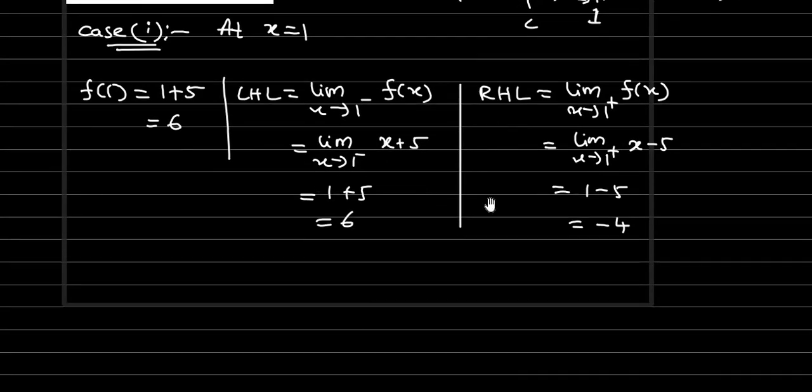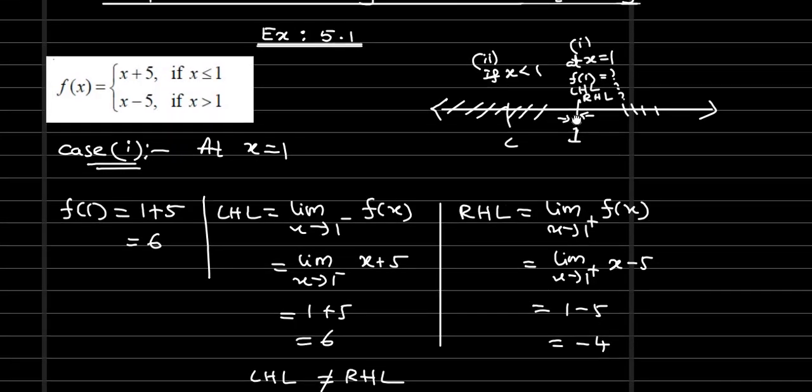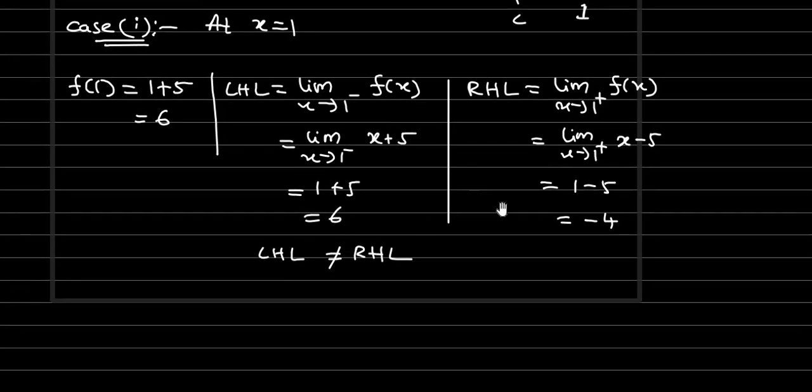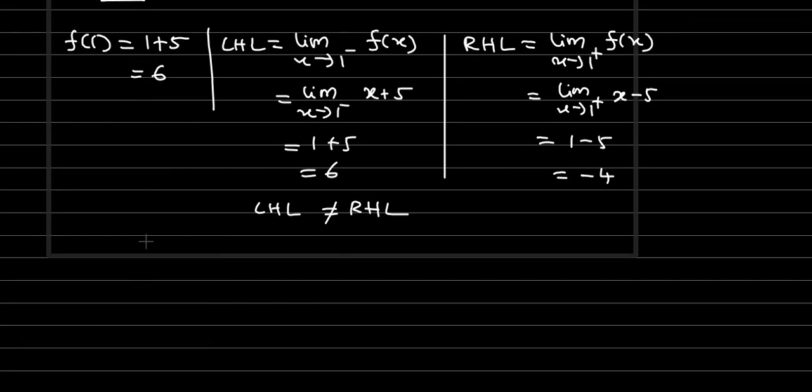Now we can see that the left hand limit and right hand limit are not the same. So from this what can we say? Is the function continuous? Obviously not, because the left hand limit and right hand limit values are mismatched. It's not matching, so we can conclude the same. Left hand limit, right hand limit, not same, so f of x is not continuous at x equal to 1.